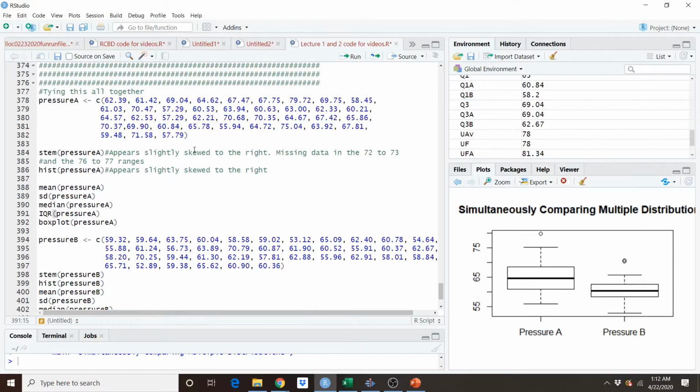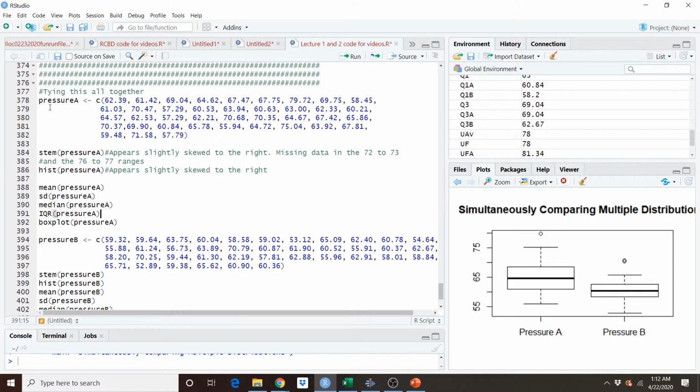Back to our video series on describing distributions of data. In this video, we're going to tie all of the things that we've talked about in data description together. And one of the things we're going to look at is, can we compare multiple distributions? And the answer is yes.